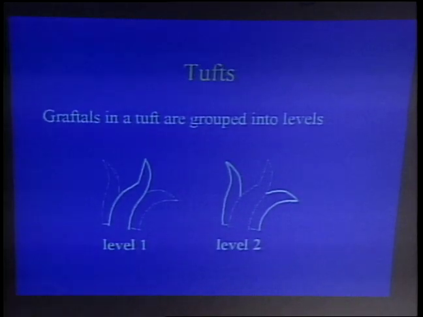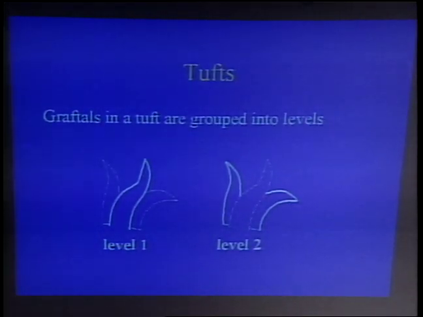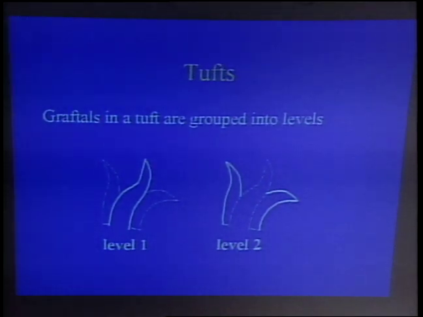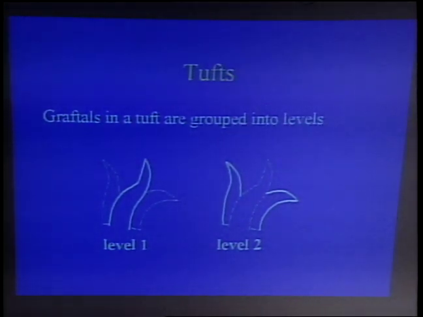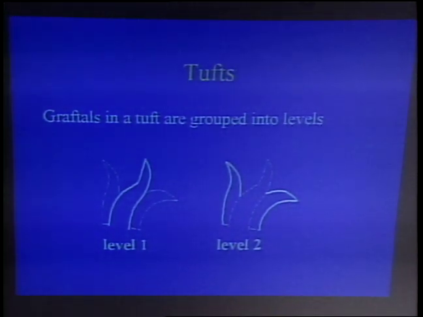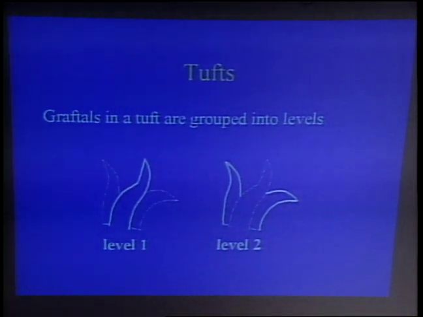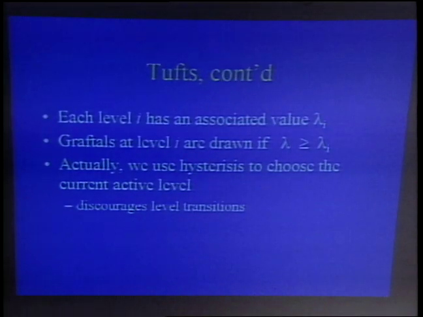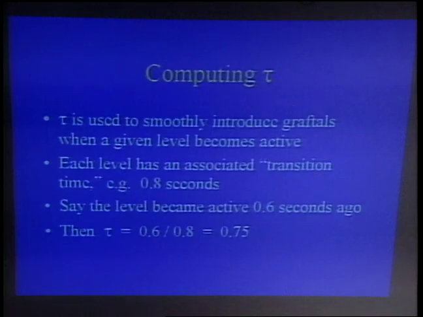I might skip over the specific details of tufts. A tuft is a composite graftole organized into levels. So in this case, there are 2 levels. In the very first level, that's the center graftole, that will always be drawn. But the other two may not. And so the other two are just shown there on the right as solid outlines just to identify them. The 2 graftoles together are in that second level. So in general, a level can have multiple graftoles. And I'll skip over some of the exact details.